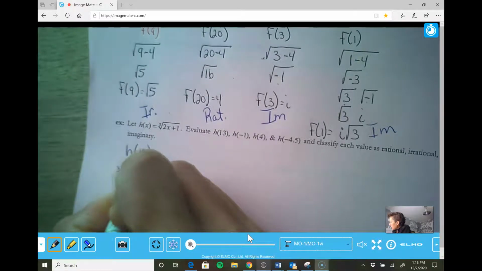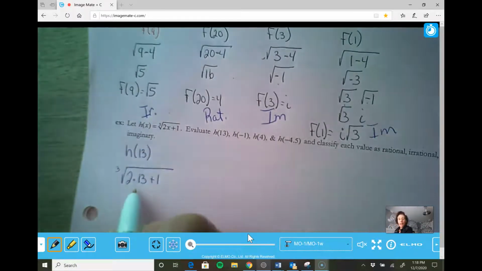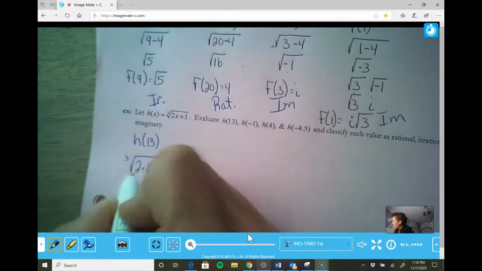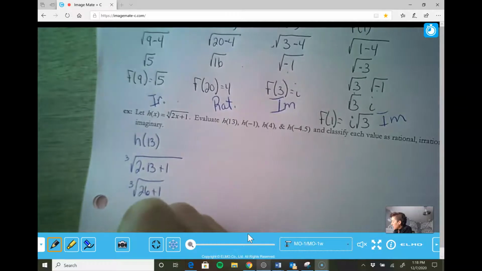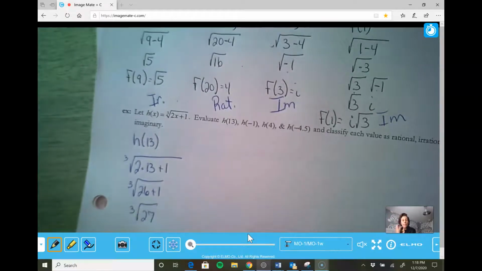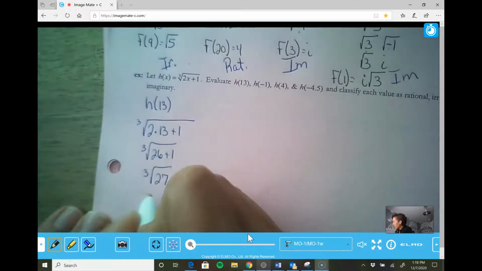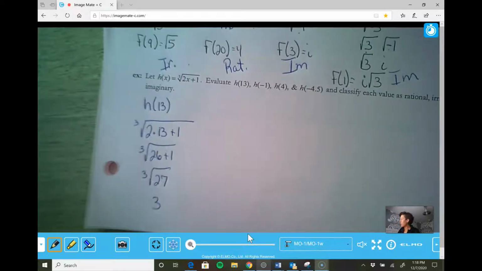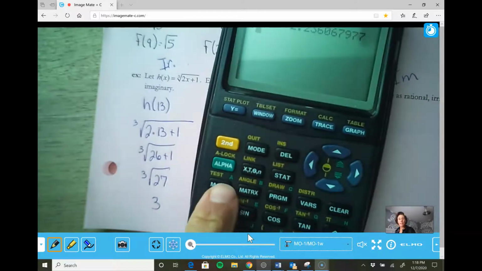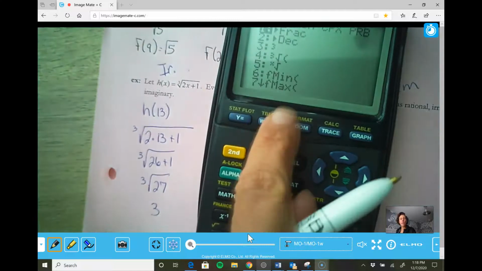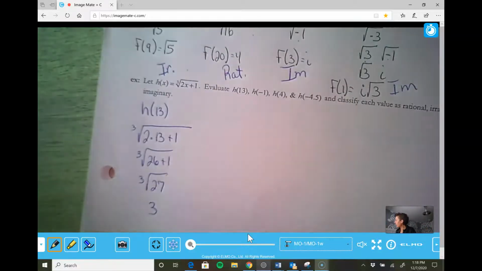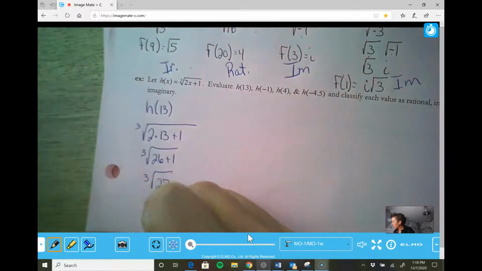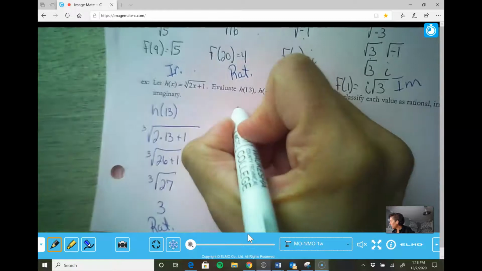So 2 times 13 plus 1, simplifying this, I should multiply first, that's 26. And then once you add, you get 27. And 27 does have a nice cube root. It is 3. And just a reminder, your cube root button is when you press math. If you press math and you choose that fourth option, you can put it in there and you're going to see that's a nice number. This is considered rational.